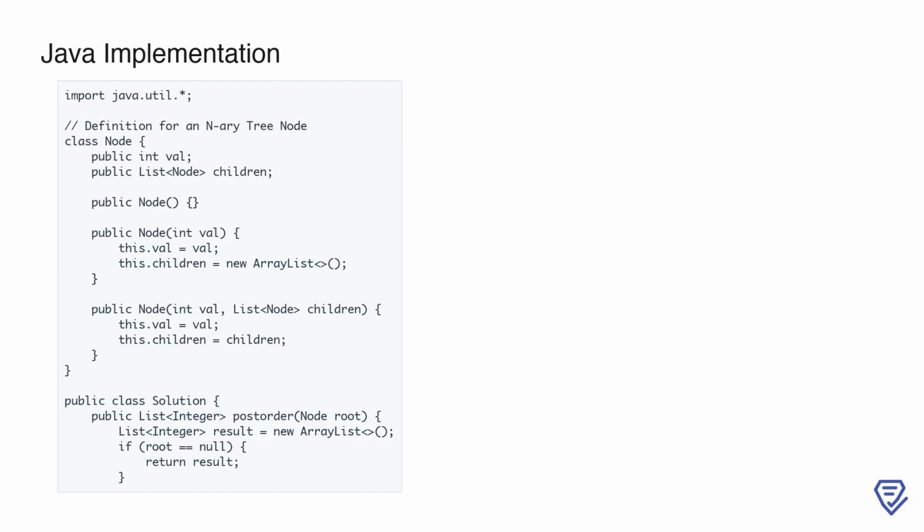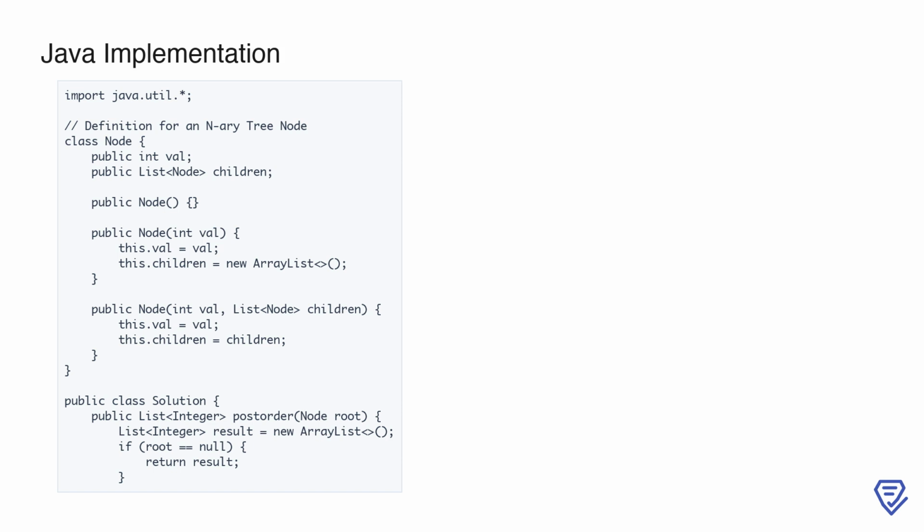Here, we start by defining the structure of an N-ary tree node using a class called Node. Each node has an integer value, val, and a list of child nodes, children. We provide three constructors: a default constructor, one that initializes only the value, and another that sets both the value and the list of children. This gives us flexibility when creating tree nodes.